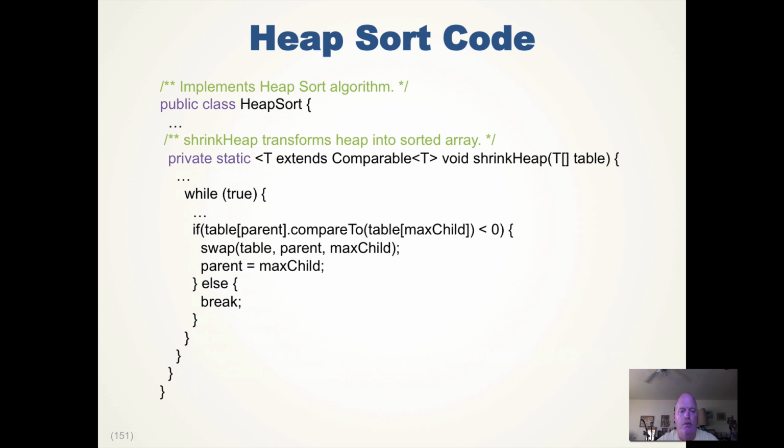So now we compare the parent to the max child. If the parent's less than the max child, we need to swap. If the parent is not less than the max child, we're done, so we can break out of this.